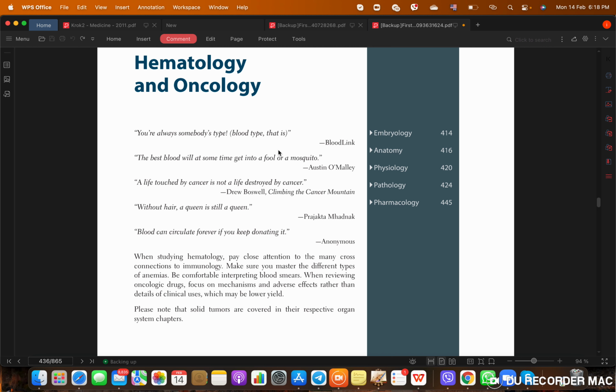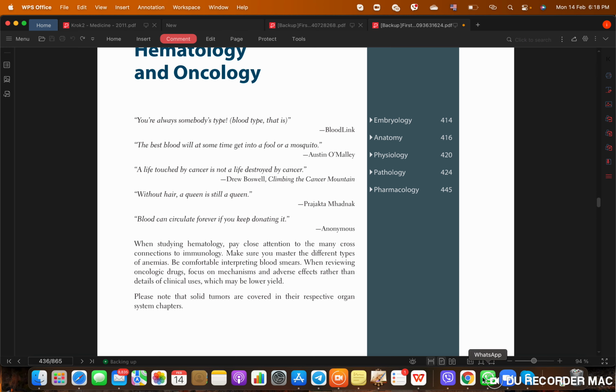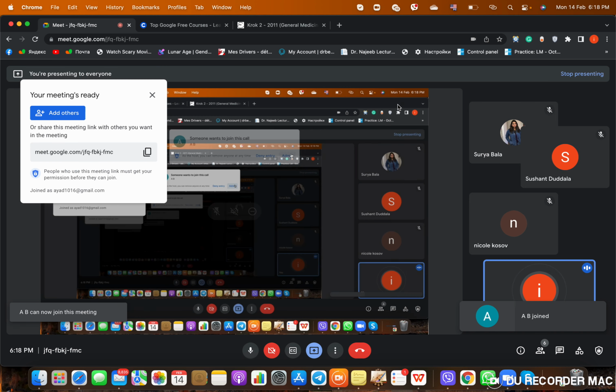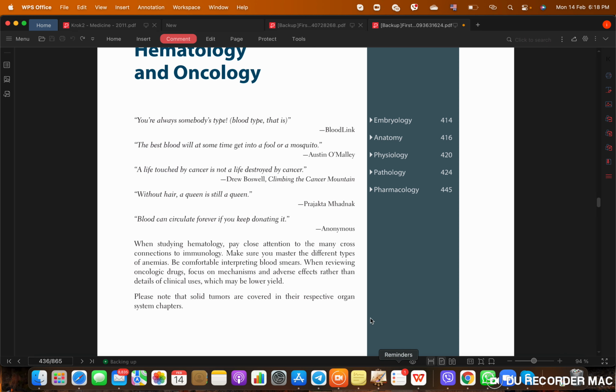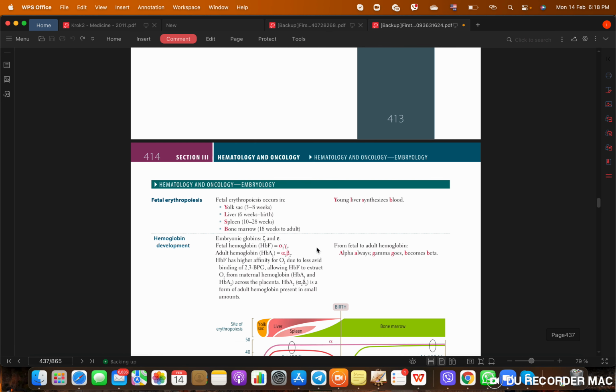The tumors you will learn in the systems. I mean, when we did, for example, GIT, we learned about hepatocellular carcinoma. You will not learn such a thing here. Yes, we will be speaking about some leukemias and lymphoma, but otherwise the solid organ type of cancers, we will not be speaking about them here. Here, initially, we'll be speaking about hematology.